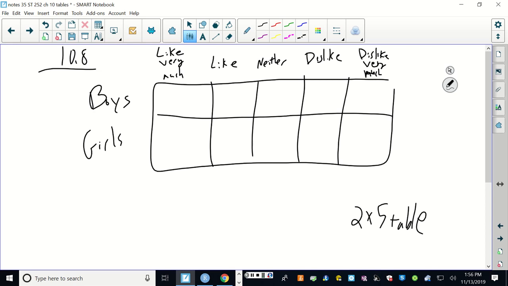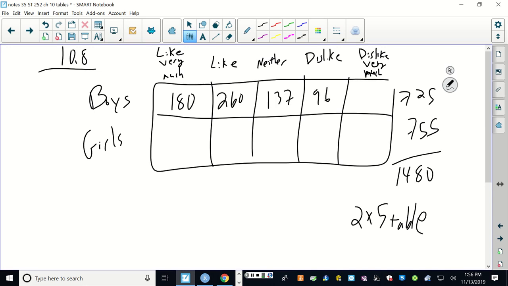Right? So the numbers are 725 boys and 755 girls. The problem says 1481 children, and in their table I only count 1480. I think somebody just didn't answer some question. This was 260, 137, 96, and 52. And among the girls, there was 210, 266, 145, 85, and 49.